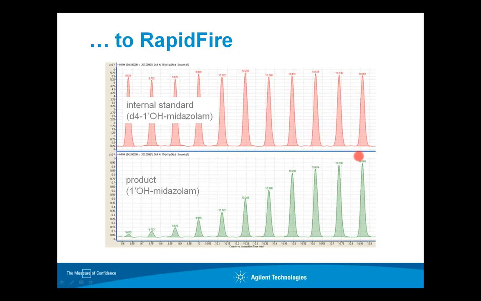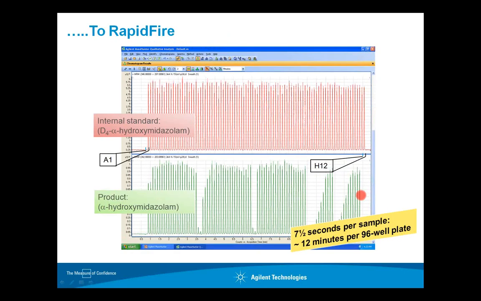So in the same time frame with the RapidFire system, where we're going much faster at 6 to 10 seconds per sample, you can see the same internal standard and the same buildup of product over time, but at 10 times the speed. This screen capture shows again the same peaks, but this is the entire 96-well plate. So 96 samples, and this entire plate at 7.5 seconds per sample took less than 12 minutes. So this is a great increase in speed using the RapidFire system.